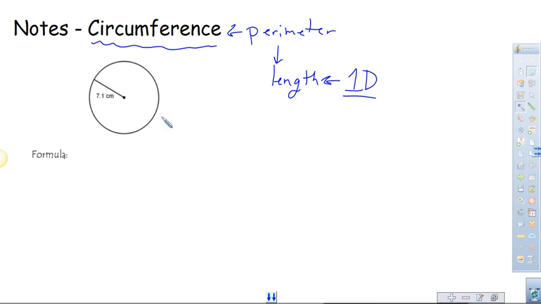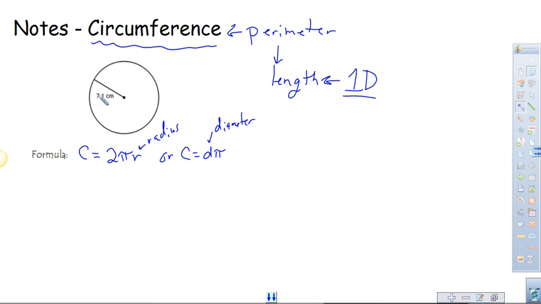One-dimensional. Okay? The formula, these all have formulas, and a couple of them are given to you, and a couple are not, but you're allowed to use a note card on your test, so it doesn't matter. So, circumference equals 2 pi r, or circumference equals d pi. So, hopefully you figured out r stands for radius, and d stands for diameter.